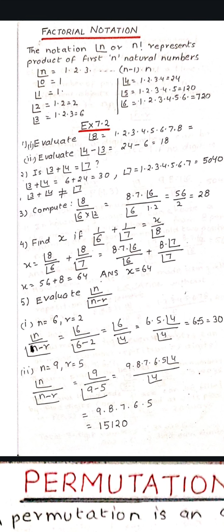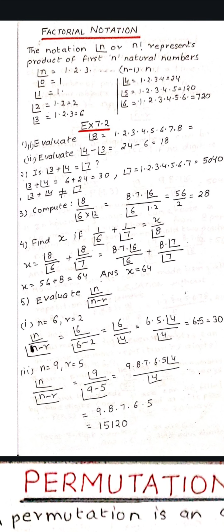Evaluate factorial 4 minus factorial 3. We know factorial 4 as written above is 24, factorial 3 is 6. The difference of 24 and 6 is 18.